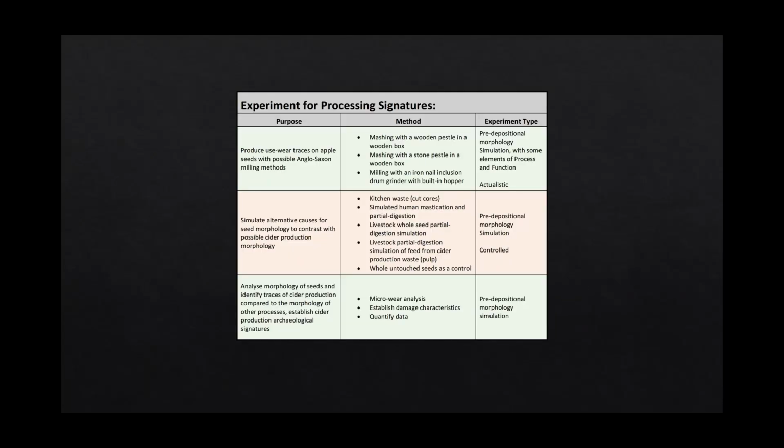In 2019, a series of experiments was run at the York Experimental Archaeological Research Centre, or YEAR Centre, to establish the predepositional primary damage characteristics on apple seeds relating to specific actions performed on the apples, as part of a larger research project focused on cider production in archaeology.